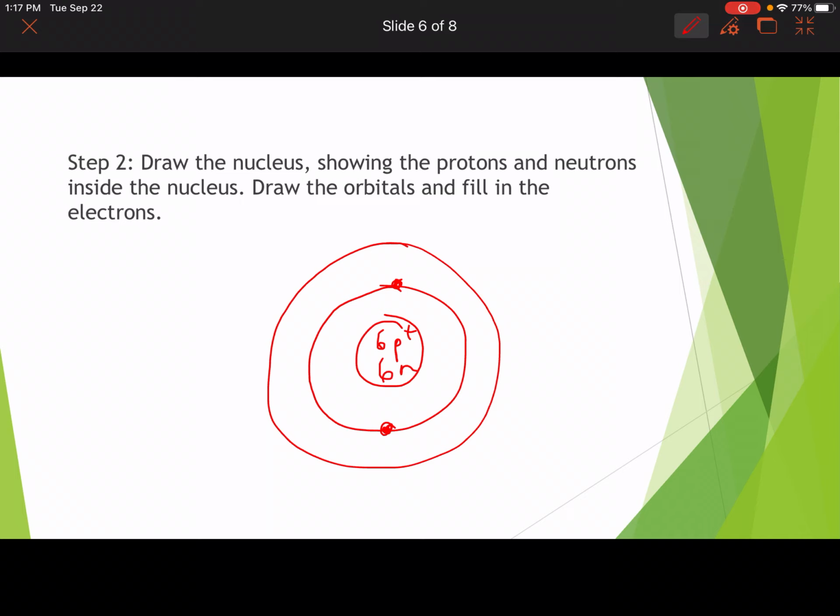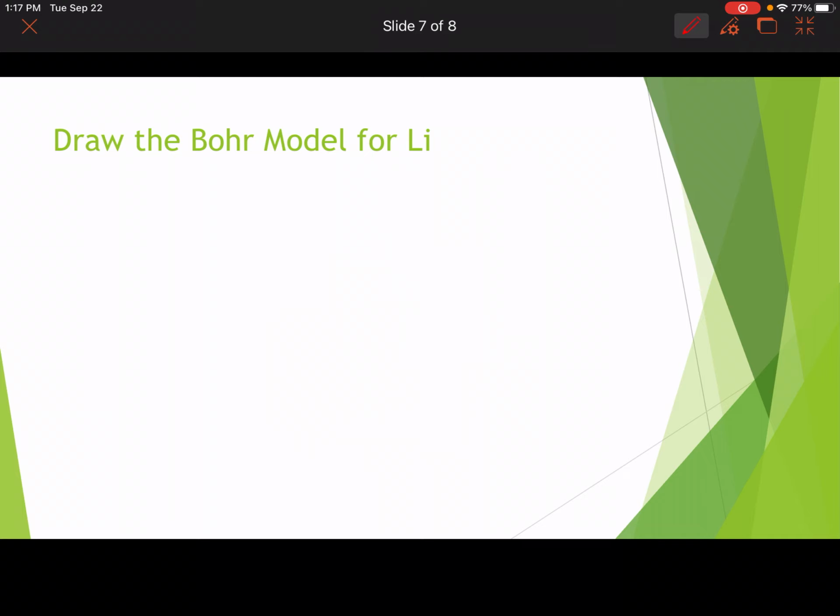Now, when you place these, electrons tend to pair up, but they fill around the circle first. So I'm going to go 1, 2, 3, 4. And this is actually complete now. So I've got my nucleus showing my protons and my neutrons, and I've got my 6 electrons around the nucleus. In the first shell it has 2, and in the outer shell I've got 4, so showing 6 electrons total, okay? Now, we're going to work through this example, draw the Bohr model for lithium.